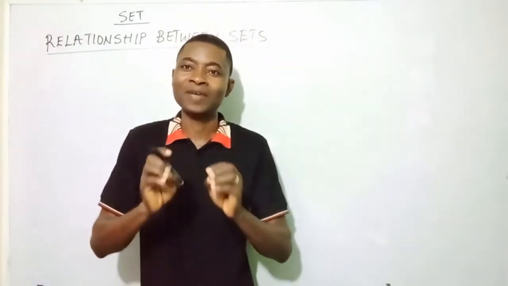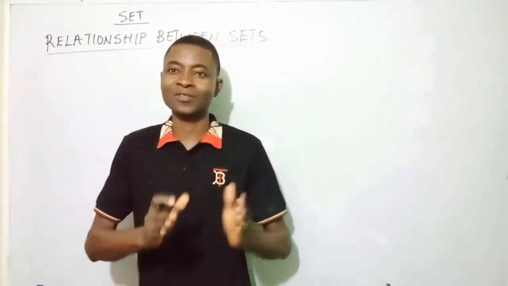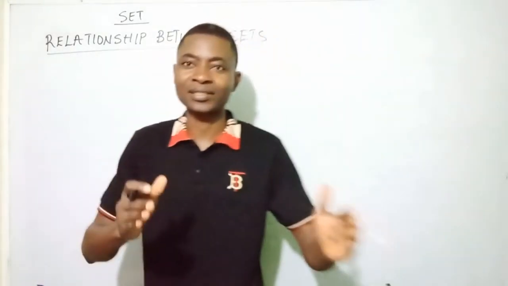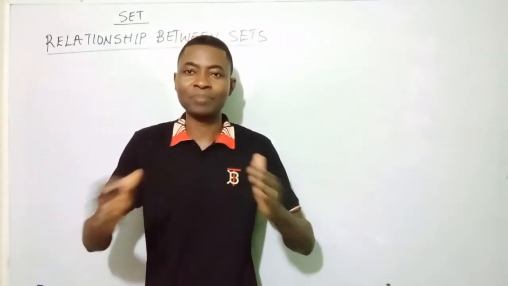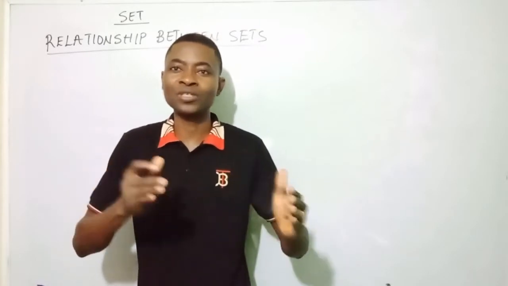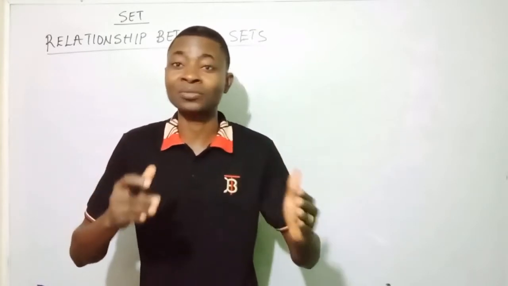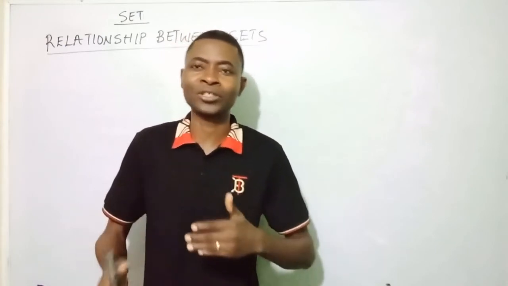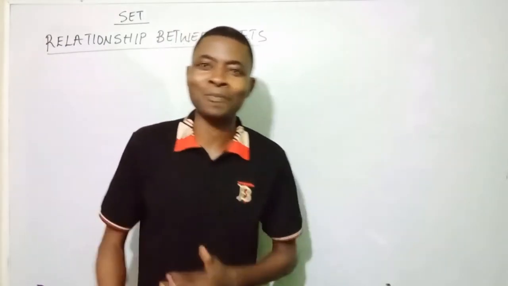In this video, I'll be explaining something else under this topic, sets. Sometimes when you have two sets, there are relationships between them. Relationships between what? Two different sets, or sometimes three sets. So how do we get that? When we talk about relationship, what are we talking about?